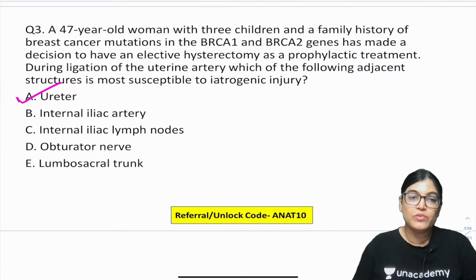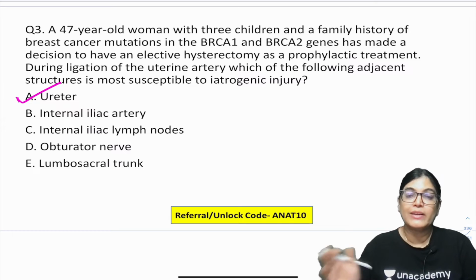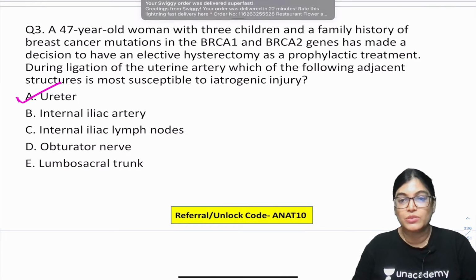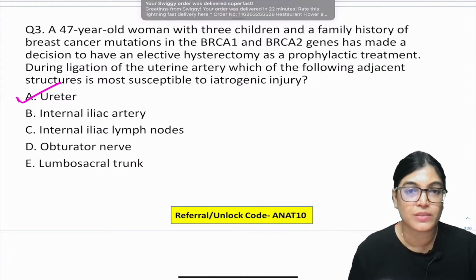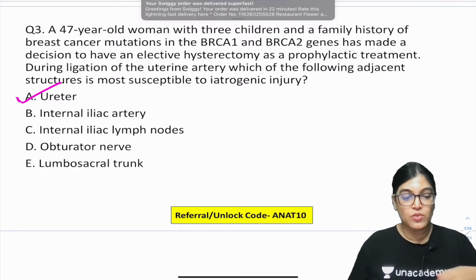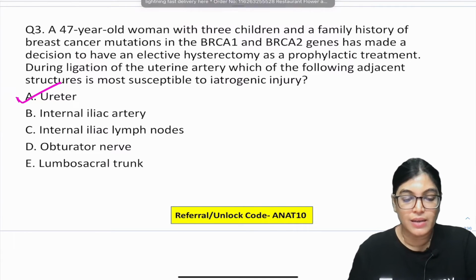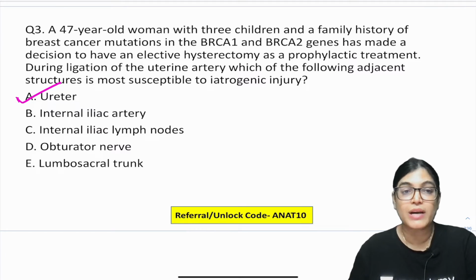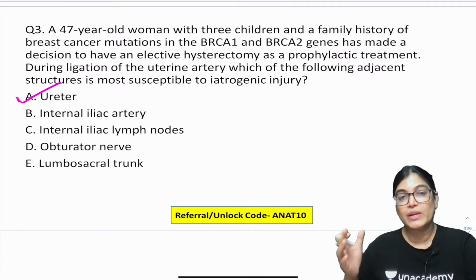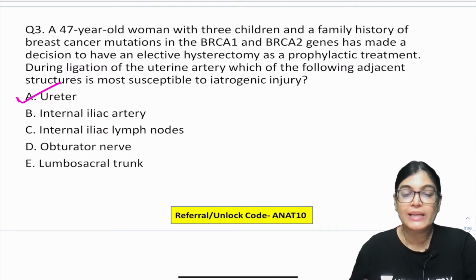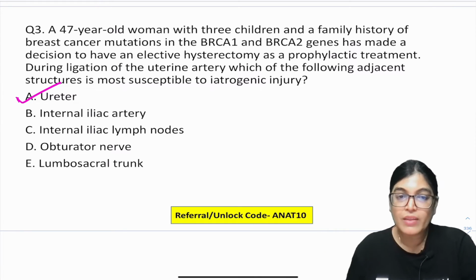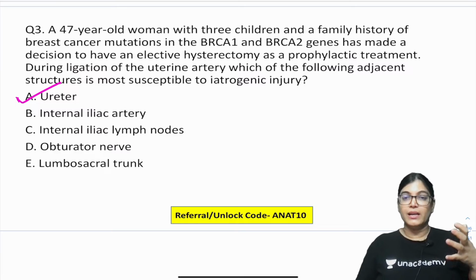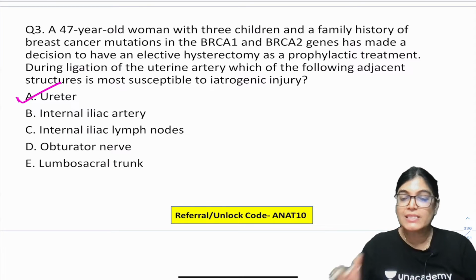When you look at the relation of the ureter, I would also like to show you a diagram. The ureter and uterine artery are lying very close to each other. So, what happens when the uterine artery is ligated is that there can be a chance that the ureter is injured. The ureter is located immediately inferior to the uterine vessel, and we commonly use the phrase water passing under the bridge.